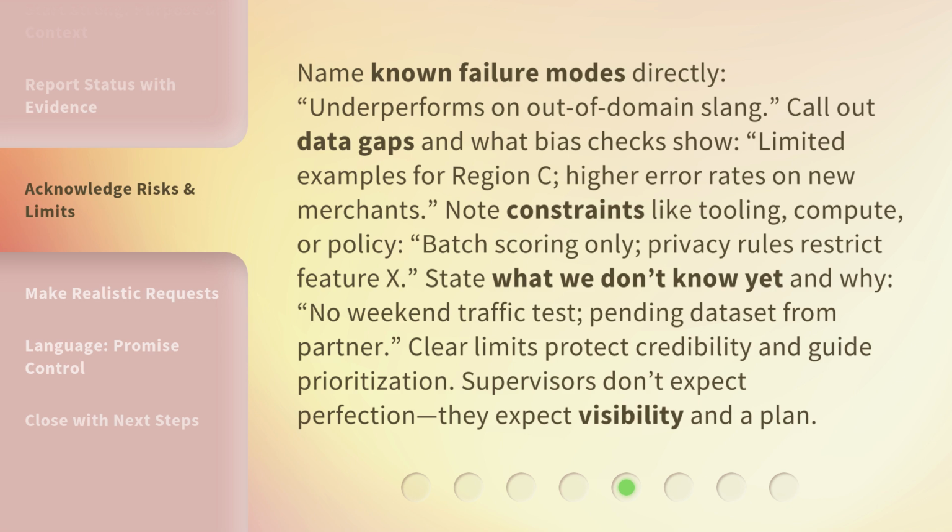Name known failure modes directly. Underperforms on out-of-domain slang. Call out data gaps and what bias checks show. Limited examples for Region C. Higher error rates on new merchants. Note constraints like tooling, compute, or policy. Batch scoring only. Privacy rules restrict feature X.